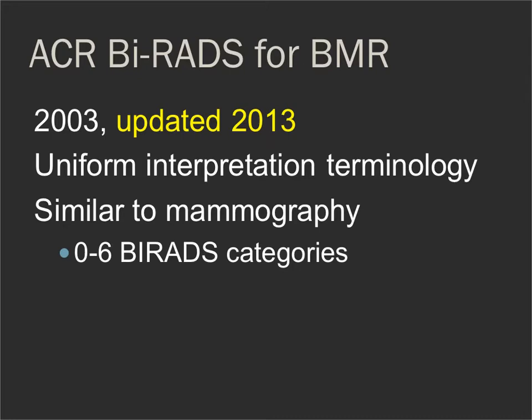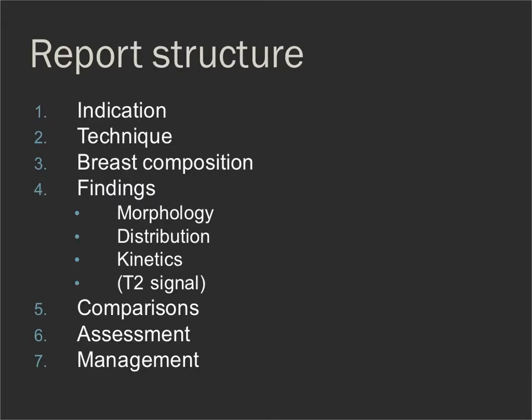Similar to mammography, your end assessment category will be a BI-RADS 0 through 6, and these are identical to the mammographic ones, so I'm not going to repeat them here. The report structure is going to be somewhat similar to any other modality that we're interpreting in radiology, so it will include the indication, the technique, the composition of the breast, and this is going to include both the amount of breast parenchyma present as well as the background parenchymal enhancement, as I'll talk about in a minute. And then for all findings, the morphology, the distribution, the kinetics, and the T2 signal, the presence or absence of any comparisons and any changes, as well as a final assessment and management category.